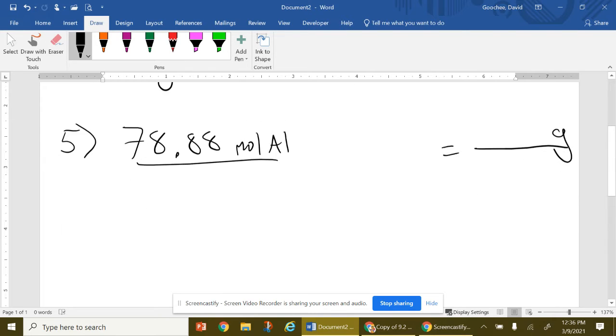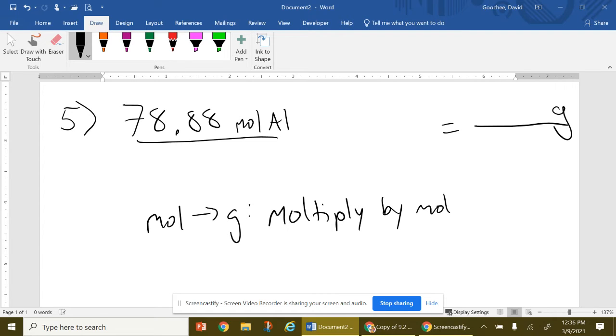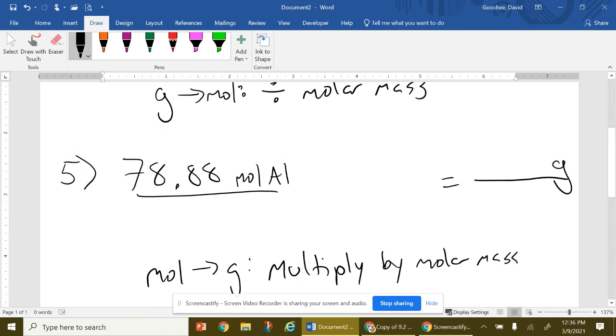Okay, now remember, when you're going from moles into grams, you multiply by the molar mass, right? You multiply. But again, going from moles into grams, you multiply by molar mass. So we're going to multiply 78.88 moles of aluminum times its molar mass.